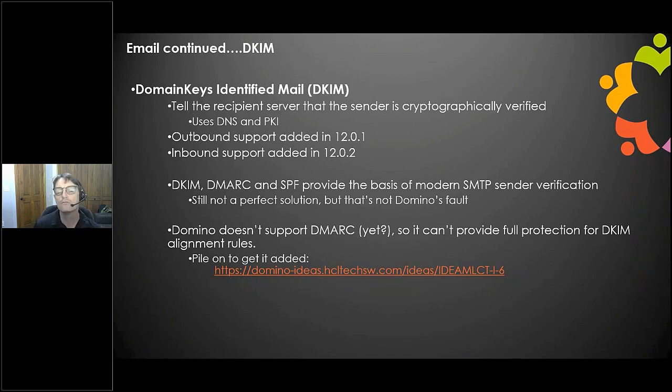Inbound really is still kind of tied to mail rules a bit. So if an inbound email comes in and it fails DKIM, you have server mail rules determining what to do with it. Because Domino doesn't support DMARC, which is the third part of this, so you've got Sender Protection Format, you've got DKIM, and you've got DMARC, a kind of three-legged stool of email protection.